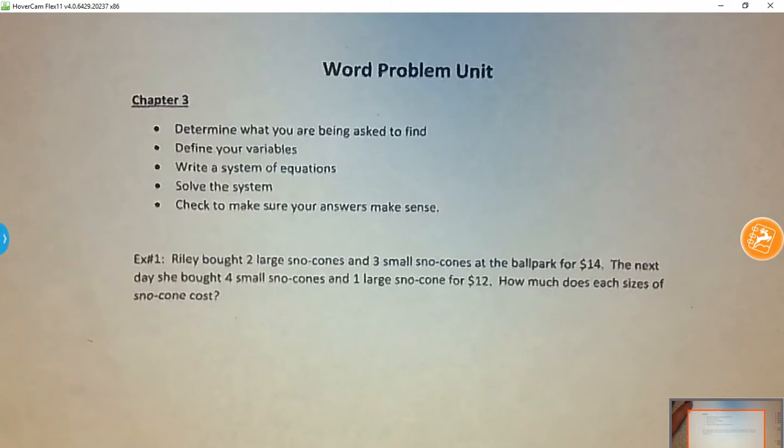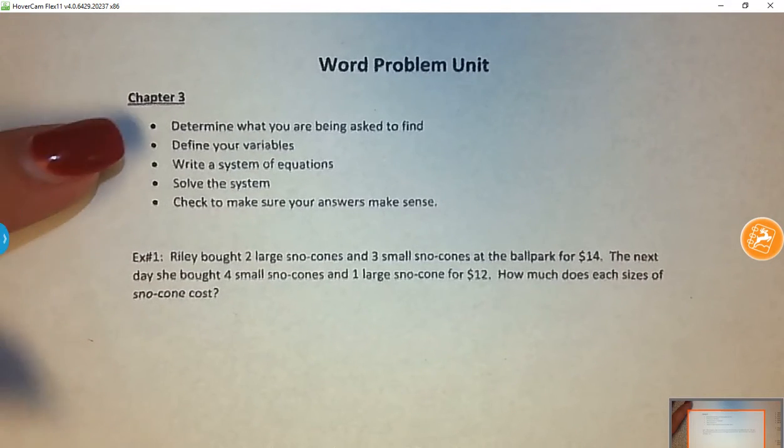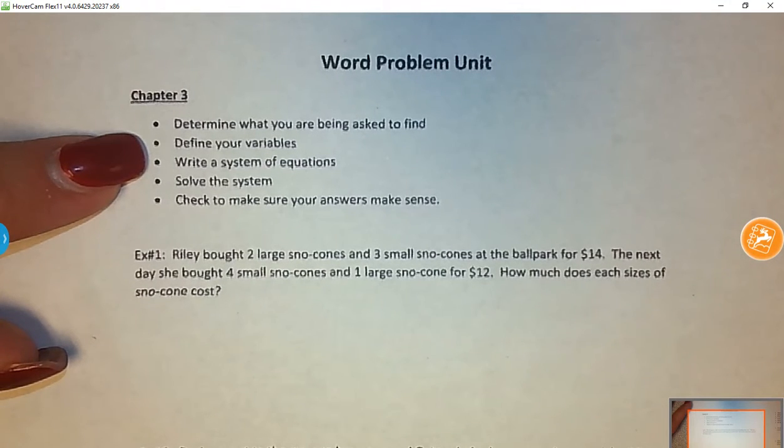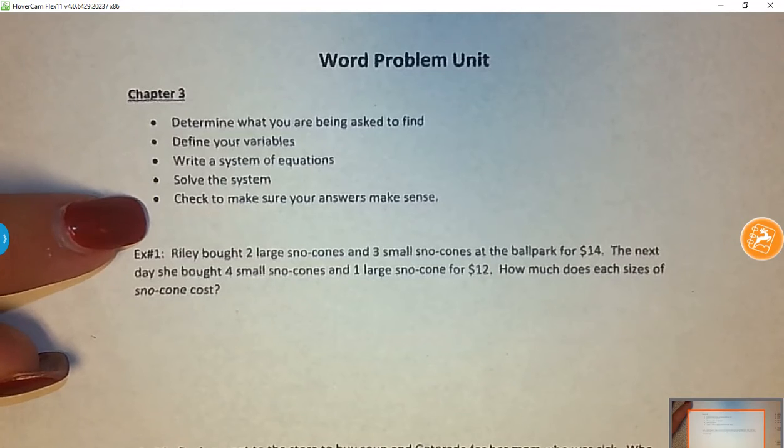All right, so before you start these word problems, what you've got to do is first figure out what you're being asked to find, define your variables, then you're going to write equations, solve them, and make sure it makes sense. These are the steps you're going to have to follow.